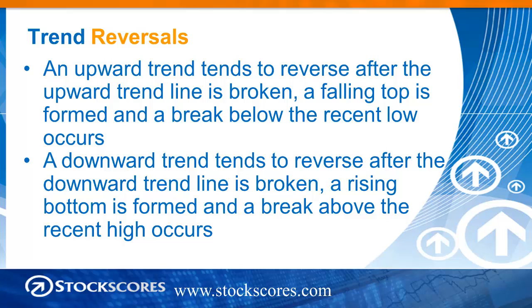An upward trend tends to reverse after the upward trend line is broken and then a falling top is formed, followed by a break below the recent low from that falling top. A downward trend line tends to reverse after the downward trend line is broken, then a rising bottom is formed, and then you get a breakthrough resistance at the recent highs.